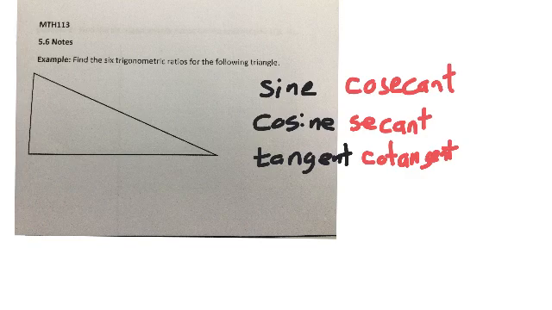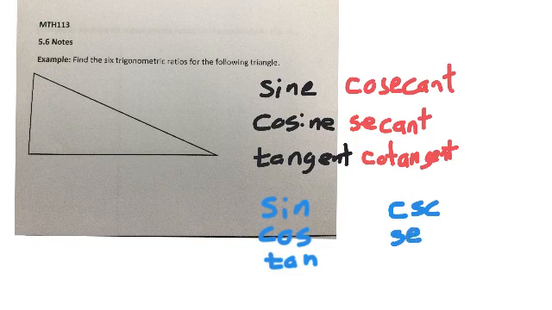And so then let's go ahead and write their abbreviations and then what their actual ratios are. So we've got sine, cosine, tangent, and then we have cosecant, which is abbreviated CSC, secant, which is SEC, and then cotangent, COT.